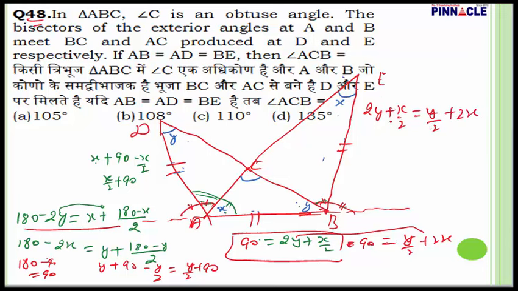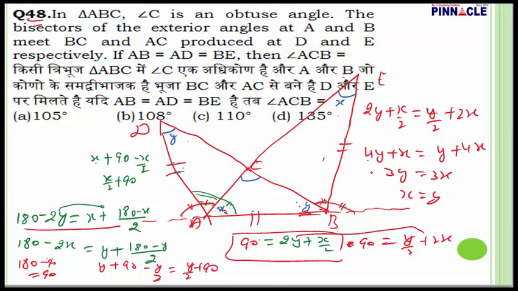To simplify it further, you can multiply both sides by 2. Then we will have 4y plus x, y plus 4y, 4y minus y, 3y is equal to 3x. x is equal to y. So from this here we can find the value of x is equal to y. That is, this x plus y we can find from this. x is equal to y.